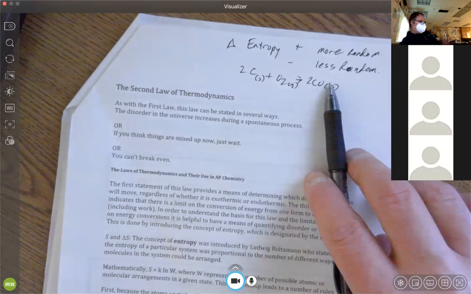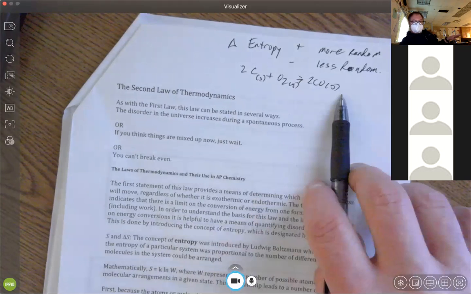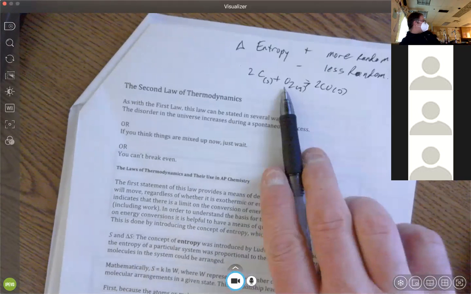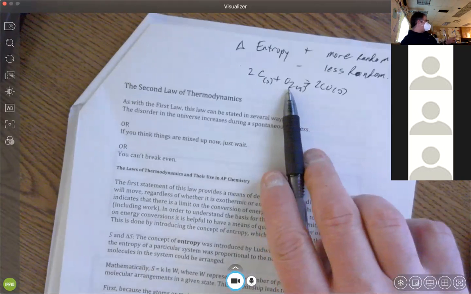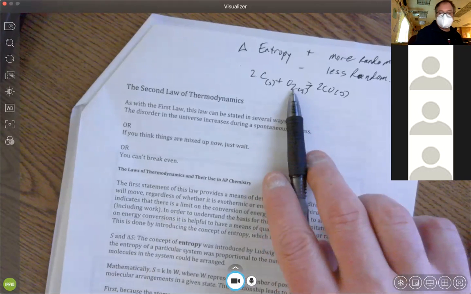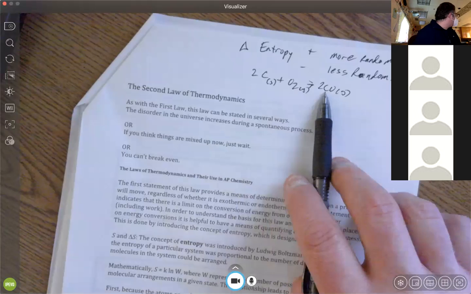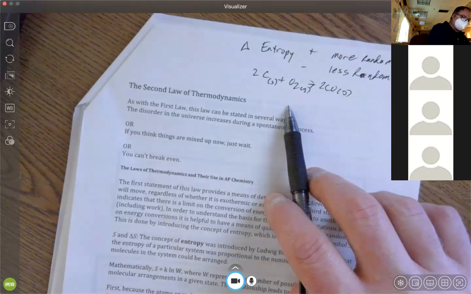Now the key here is you have solid here and gas here. Now the other key is here we only have how much gas? 1 mole. Remember, all moles of gas take up the same space at any given temperature and pressure. So here we have 2 moles of gas. Is 2 moles of gas more random than 1 mole of gas? Yes. So this is increasing entropy.